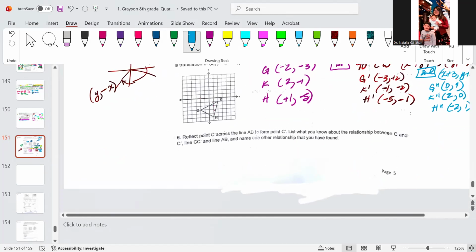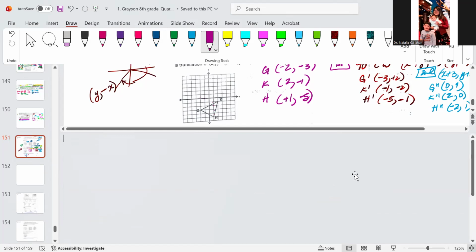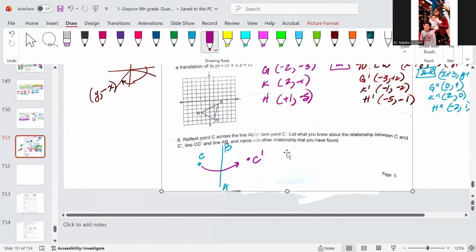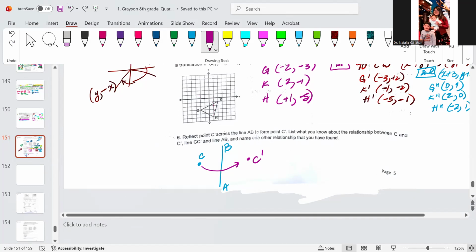Okay, so for number 6, reflect C across line AB. So this is AB. I'm just going to put C right there. Reflect it over here to point C prime, right? Let's see what we know about the relation between C and C prime. You can say that the line AB is the midpoint because it's in the middle, right? Of C and C prime, correct? That's one thing.